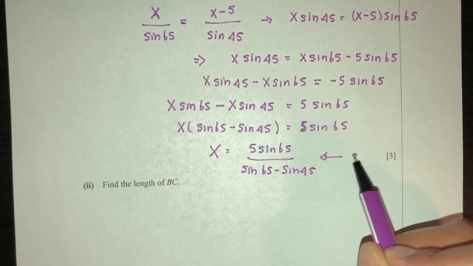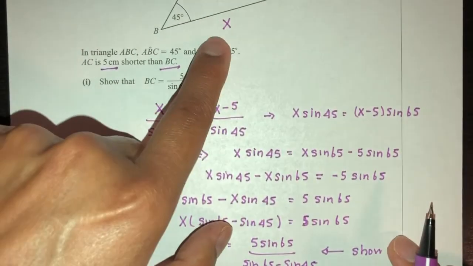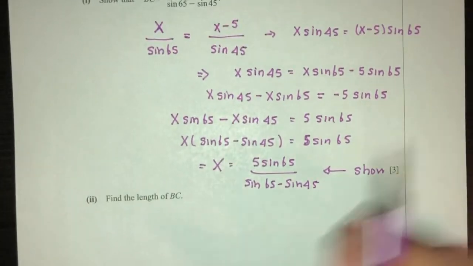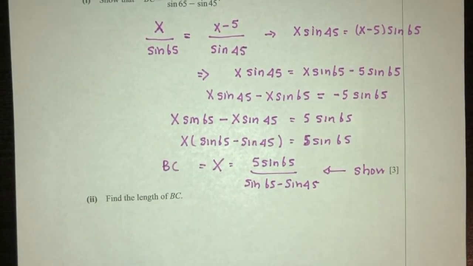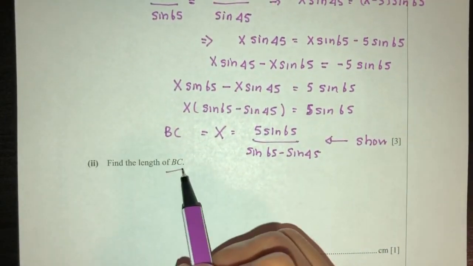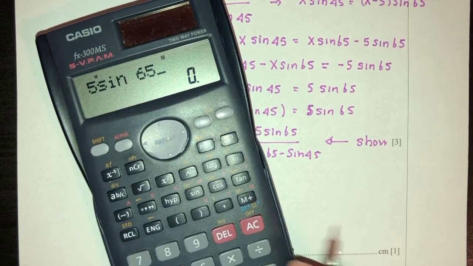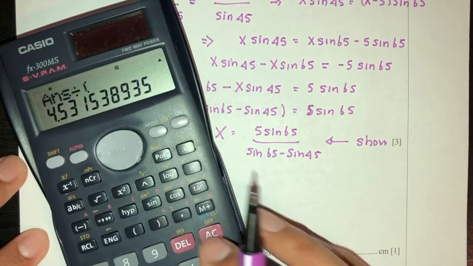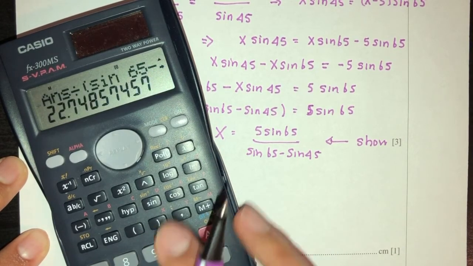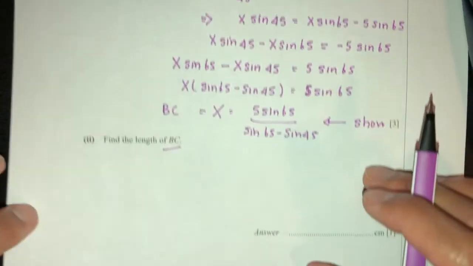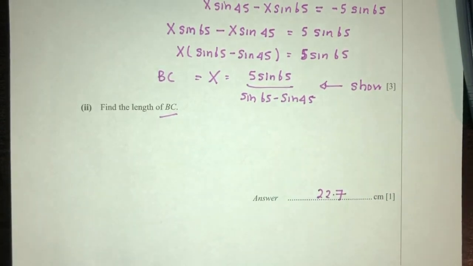This is shown as required. So as we know, X was BC in the first place. So BC is equal to this. Now part 2, find the length. So solve this equation: 5 sine of 65 divided by sine of 65 minus sine of 45. That should be 22.7, correct to 3SF.